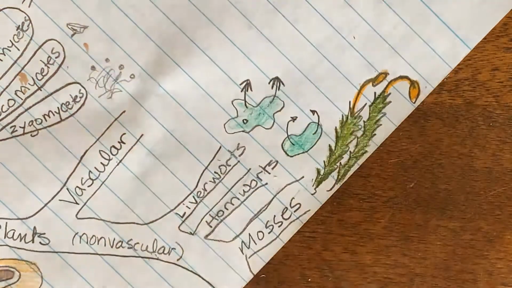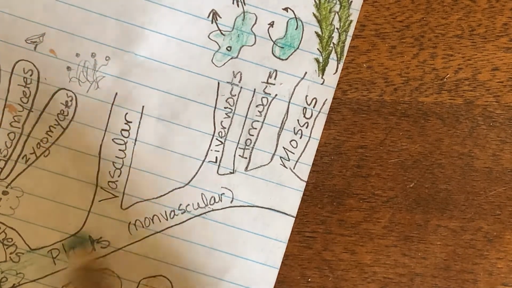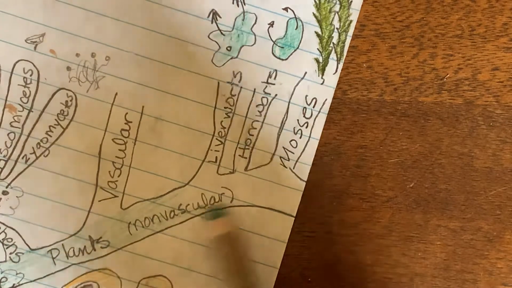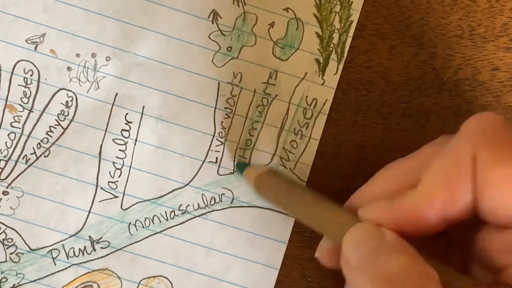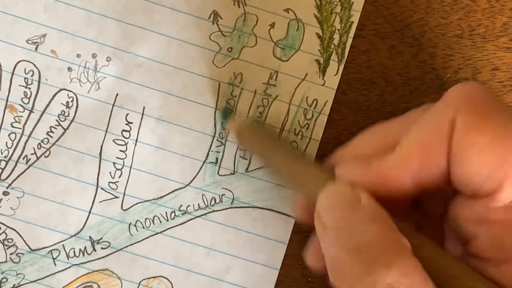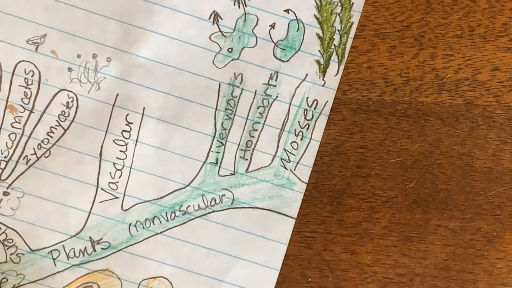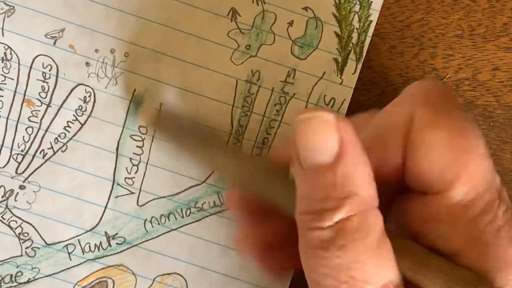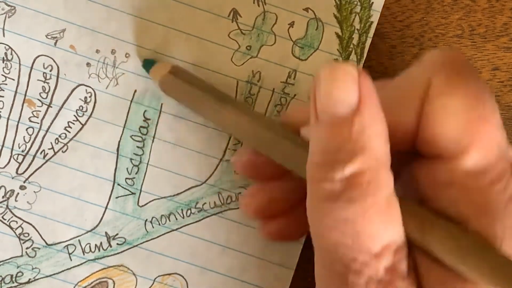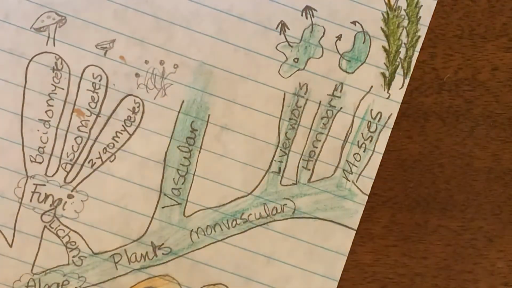Okay, so I wanted to color in this section green to represent the fact that these guys all have chloroplasts. And I wanted to, I wonder how far I should go today. It's always a question, how far to go. Yep, you know what I'm gonna do?